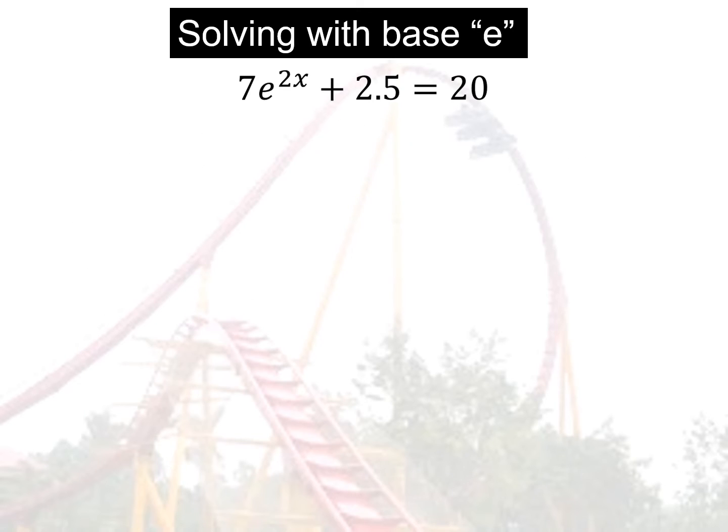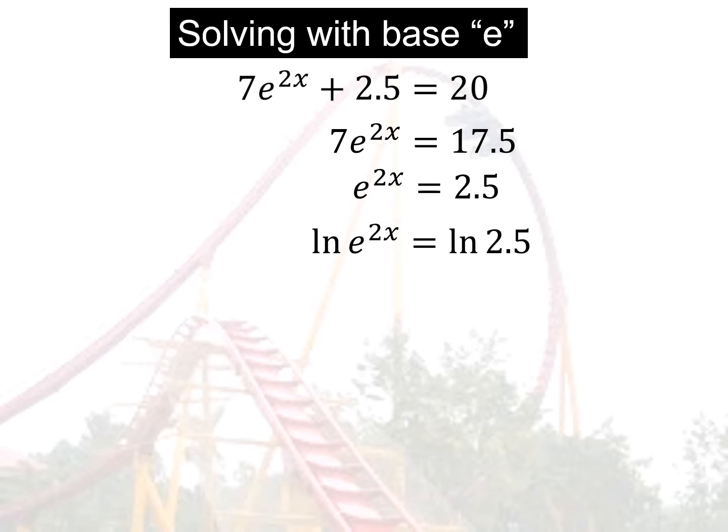So, let us have some examples solving with base e. If we have 7e raised to 2x plus 2.5 equals 20, the first thing we need to do here is to transpose 2.5. So 20 minus 2.5 is 17.5. And then we are going to divide by 7, both sides. So we have e to the 2x equals 2.5.